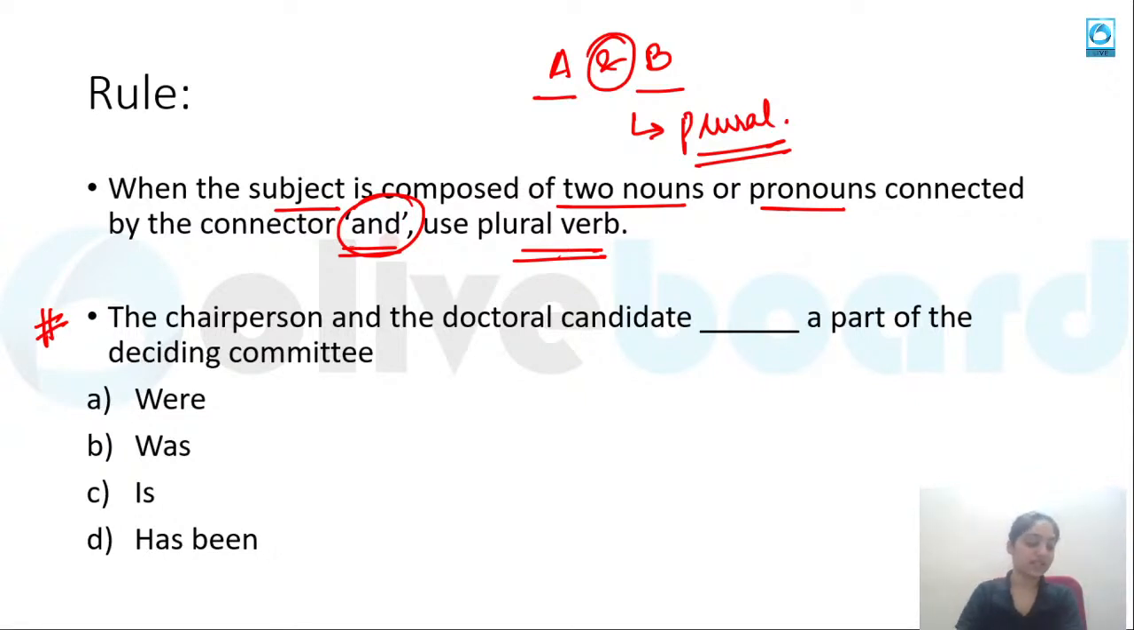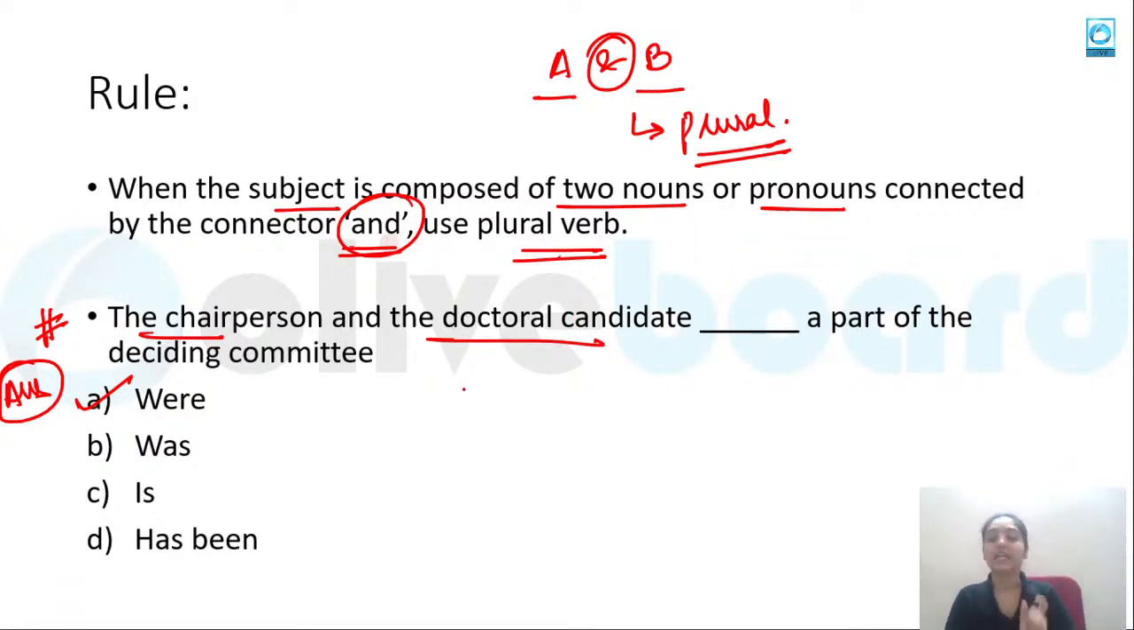So let's discuss this question. Two of you are correct, Rahi and Snehashish. Correct answers. Option A here is absolutely correct. Option A is the correct answer. The chairperson and the doctoral candidate, dash, a part of the deciding committee.